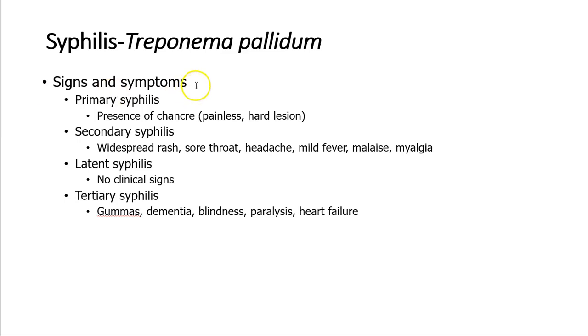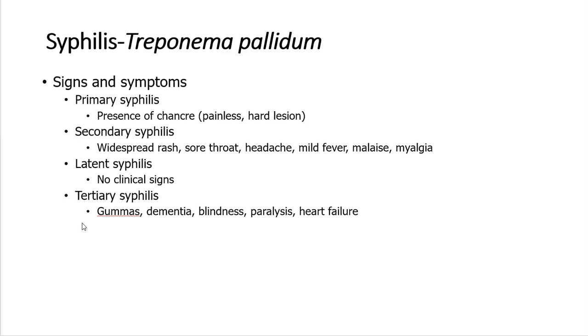Another one is syphilis, Treponema pallidum. You do have different stages. The primary syphilis is a hard canker. It's a hard, painless lesion. Secondary syphilis, you get a widespread rash, sore throat, and so on. Latent, kind of sits for a while, and then it may or may not go into tertiary. If it goes into tertiary, that's a major problem, and it will cause these gummas, which are these big sores on the face and the rest of the body. It can cause dementia, blindness, paralysis. In tertiary syphilis, people go mad.